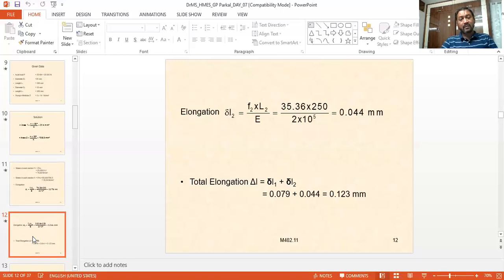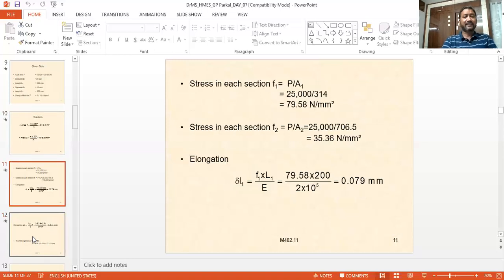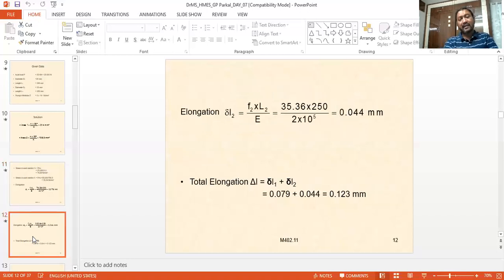So that is nothing but 0.079 plus 0.044. So it is equal to 0.123 millimeters. So this is the total elongation of the bar. So in this problem, we have worked out the stress at section 1 and the stress at section 2, and also the total elongation of the bar. So this is the problem on bars of varying cross section.